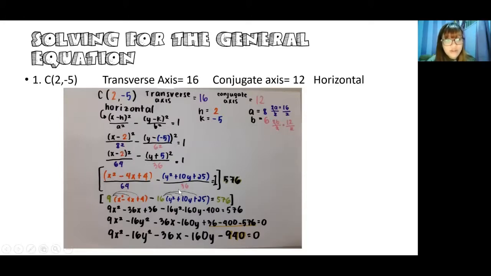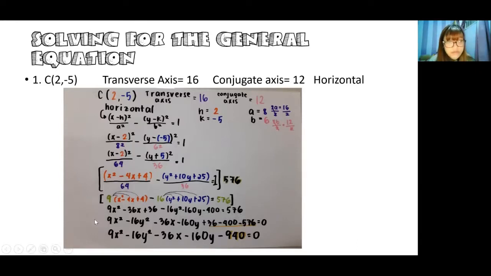So the 64 and 36, their LCD is 576. What you need to do is 576 divided by 64 will be 9, and then 576 divided by 36 will be 16. Once you got the values, you have to multiply them to the ones who has quantity, the ones you expanded. So it will be 9x squared minus 36x plus 36, and the same way for this will be negative 16y squared minus 160y minus 400 equals 576.